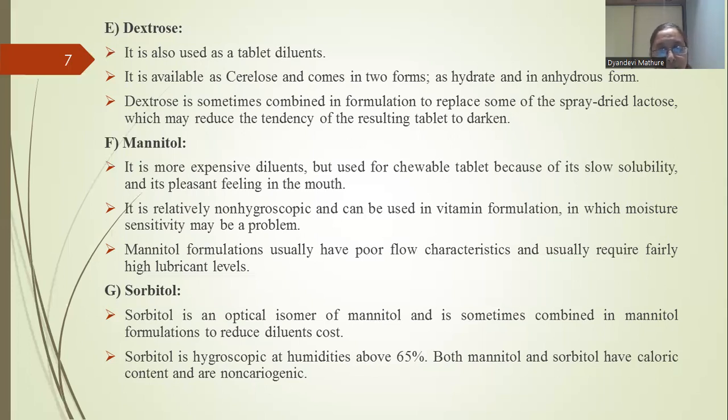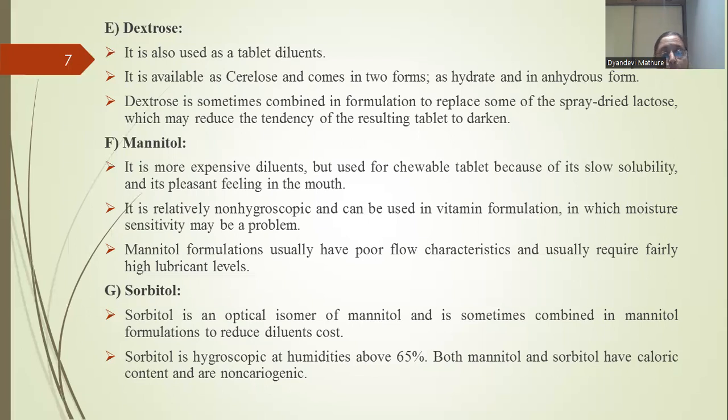Mannitol formulations usually have poor flow characteristics and they require a fairly high lubricant level. So their flow characteristics are very low or poor, so they are mostly not used in case of tablets which are prepared by the direct compression method. Then another example is sorbitol. Sorbitol is an optical isomer of mannitol and is sometimes combined in mannitol formulations to reduce the diluent cost. So you can use mannitol in combination with sorbitol, because mannitol is expensive. But what is sorbitol?